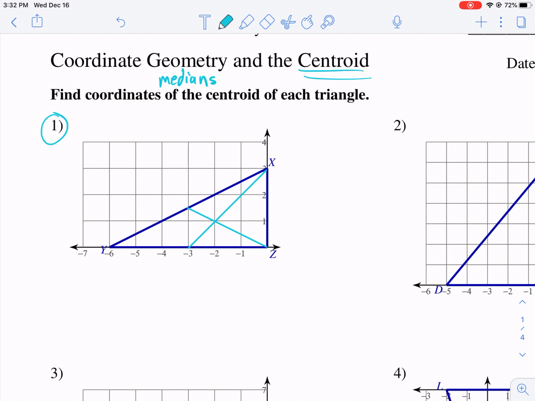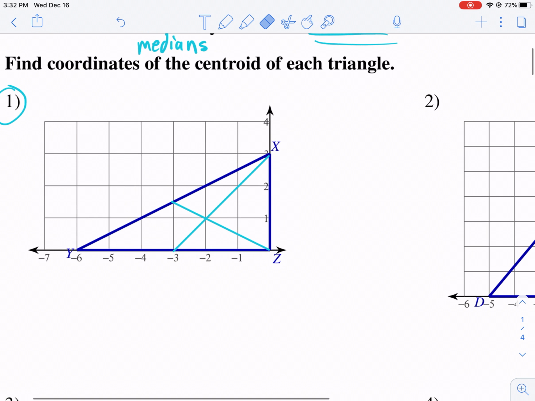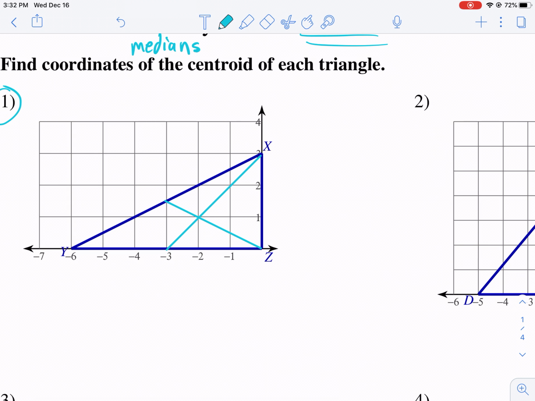We're going to start with number one. I've already had these lines pre-drawn. If I wanted to draw a third one, you could, but you don't need to do a third one. Wherever two are going to meet, the third one's also going to meet, so I'm just going to worry about two here. And I chose this one right here because I know that's the point 0, 0, and that's an easier point to work with. And then I have to find this midpoint of XY.